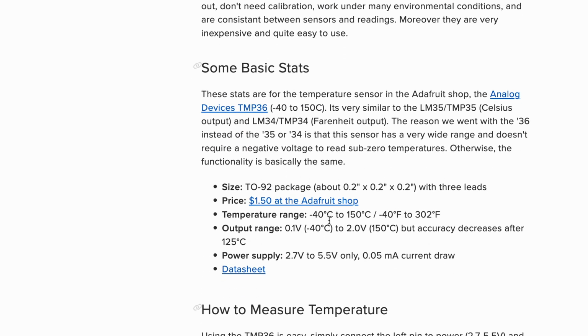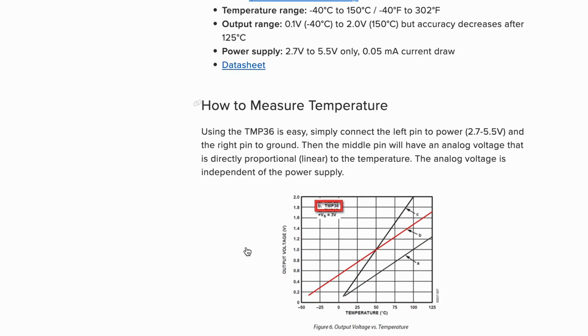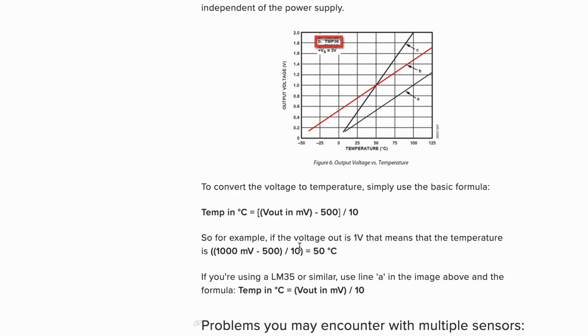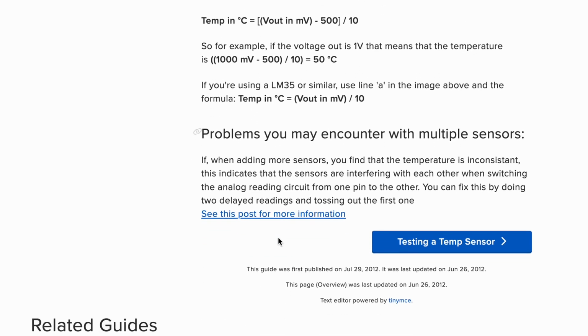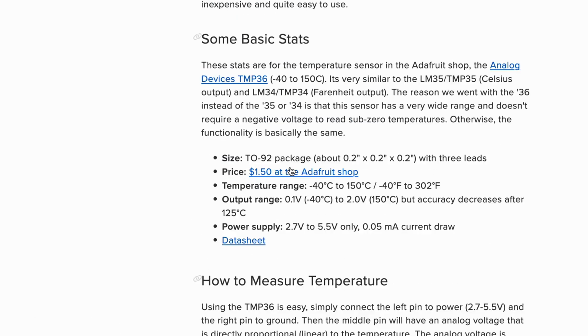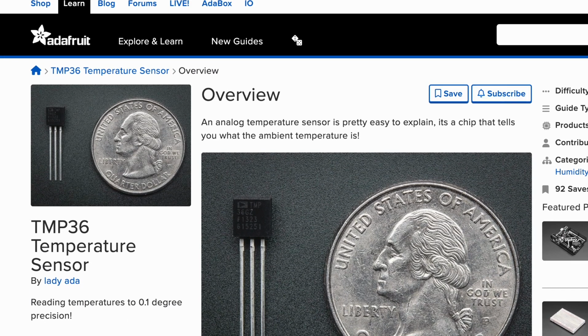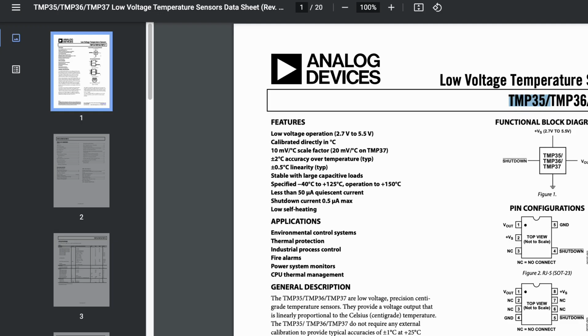So all the data we were talking about in the slide is given here, as well as how to measure temperature. This information, including the equations and things like that, is given. If we want to deep dive into the roots of it, the data sheet is always available for anybody to use.